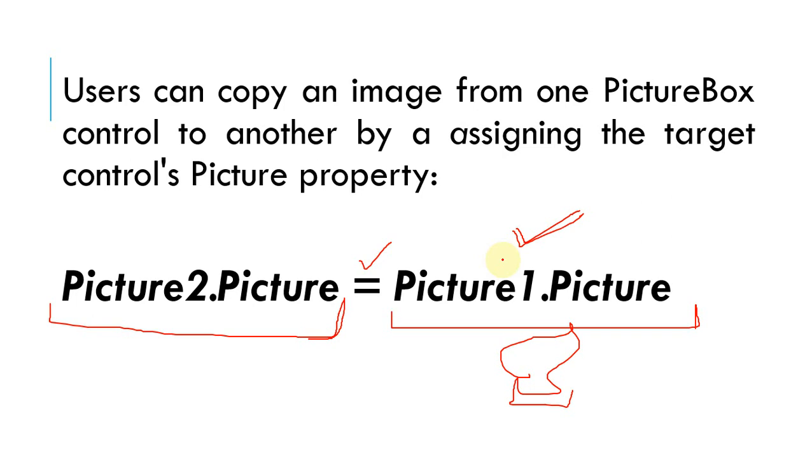But once you upload the image in the very first one, throughout this form or throughout this process, wherever the picture boxes are there, the same image should be loaded or assigned. Okay, so this is the purpose. So picture2.picture = picture1.picture.